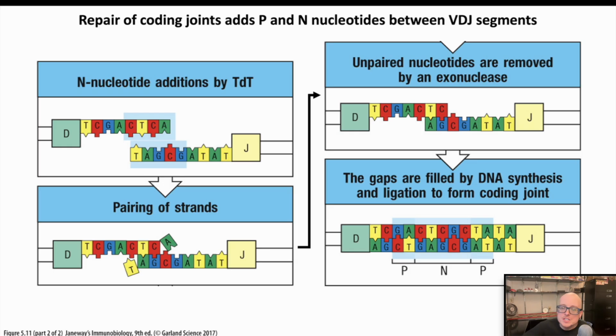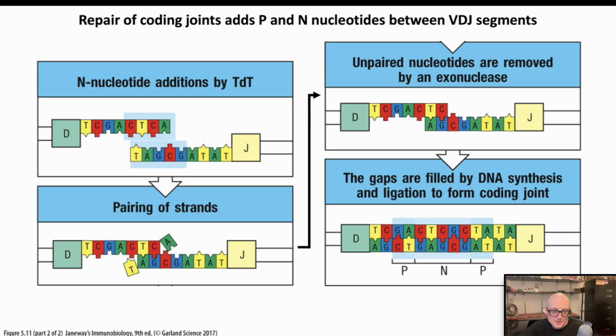And so a term that we should introduce ourselves to now is that the additional nucleotides that are added by P nucleotides and N nucleotides, we refer to as junctional diversity. And so we add the junctional diversity generated through recombination on top of the combinatorial diversity, and that is what gives us the overall diversity of the entire immunoglobulin repertoire.